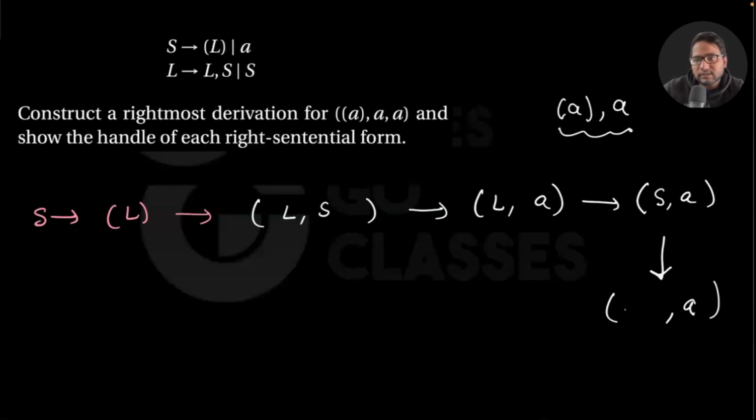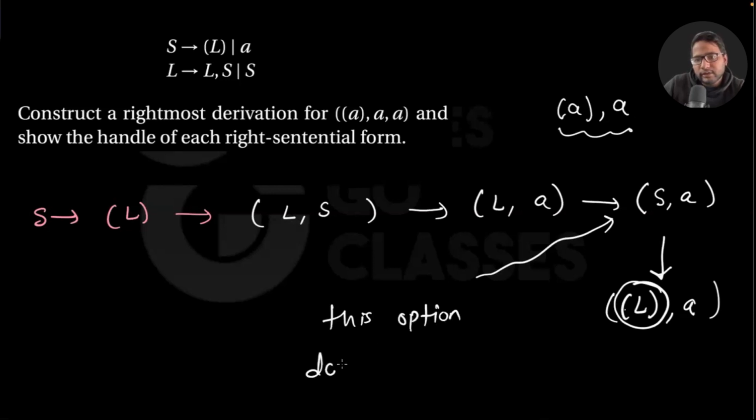So suppose we go for capital L from here, then can you generate this? It is impossible, right? Why? Because there are some things which are not in the bracket, so we can't generate it. So basically this option is not giving you the right sentential form, right? This option does not lead to it. So there is only one rightmost derivation that leads to the string.